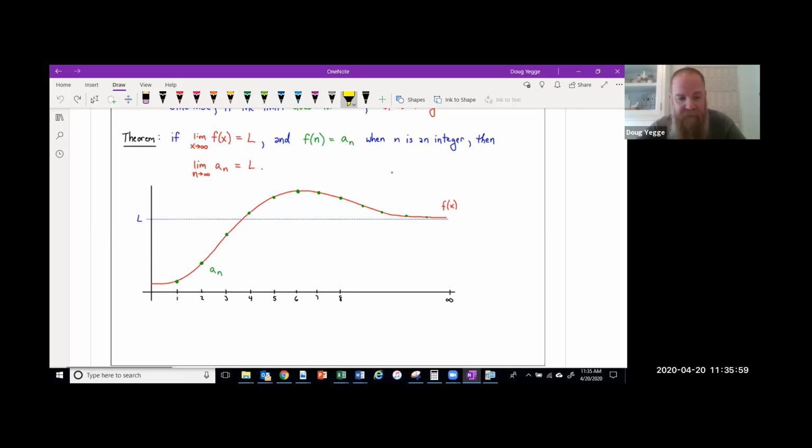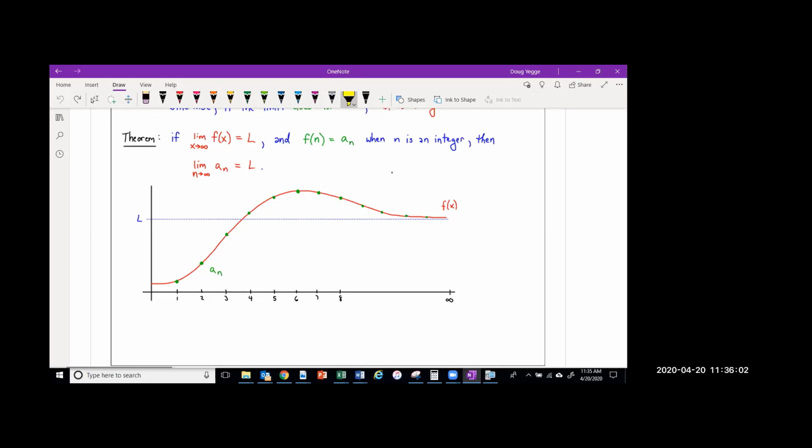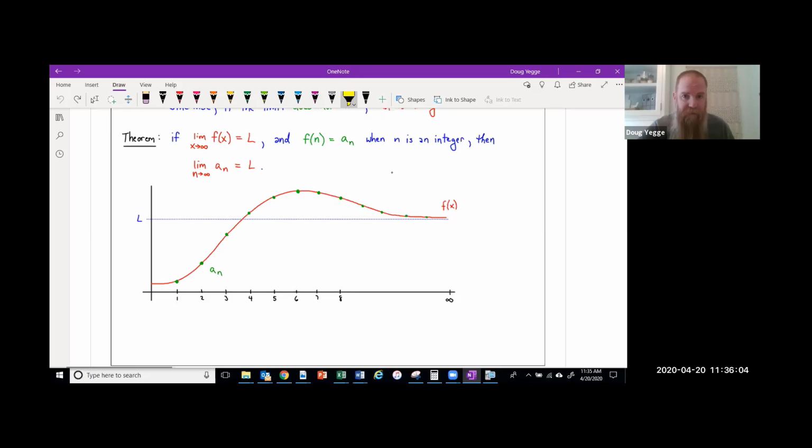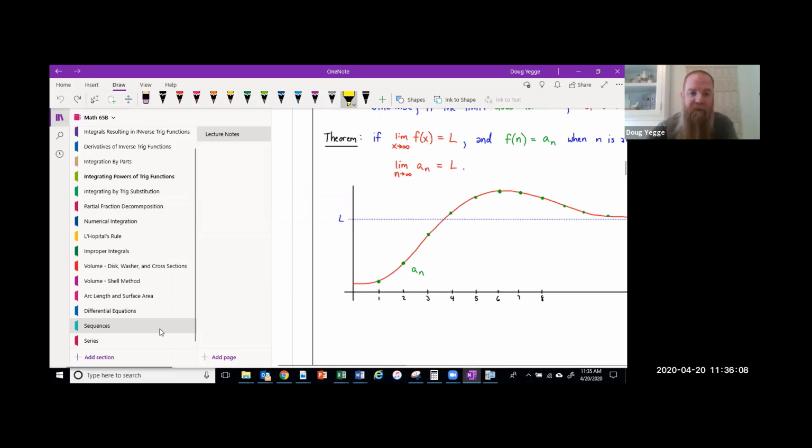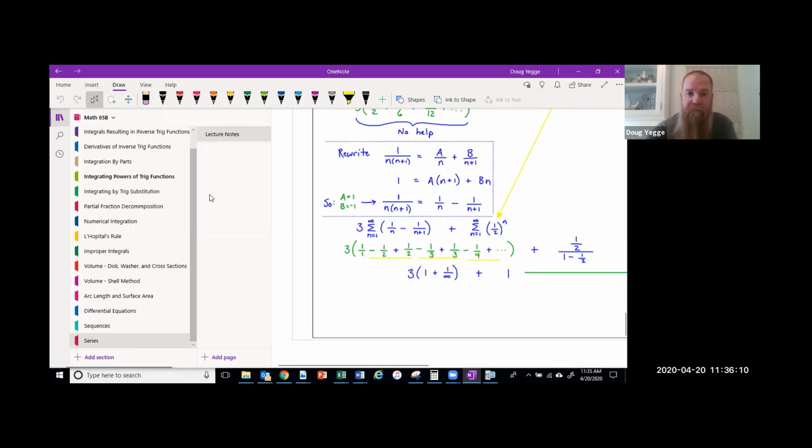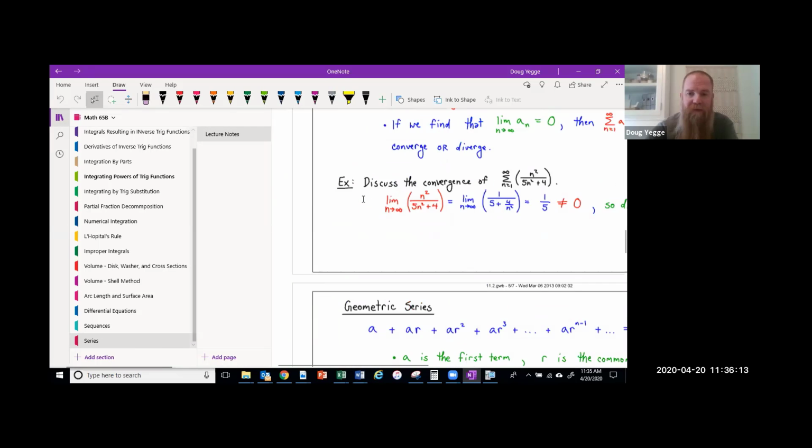What are series exactly? It's the sum of the terms in the sequence. So that's really all a series is going to be: add up all of the terms in the sequence, and you now get a series.